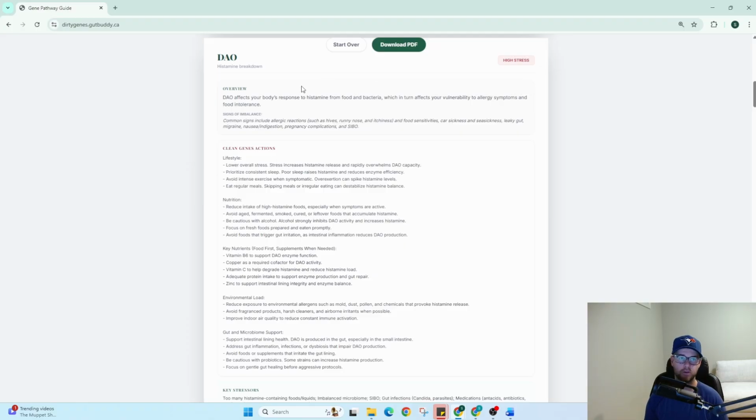You will see an overview of what the gene does. You will see signs of imbalance, so what will show up if it is under stress. You're also going to see some clean genes actions. So in this example, what you're going to see is lifestyle, nutrition, key nutrients, environmental load, and gut and microbiome support. So each of the genes will have this same layout.